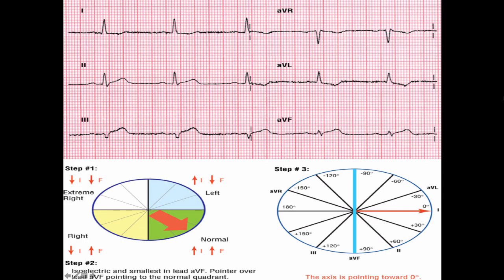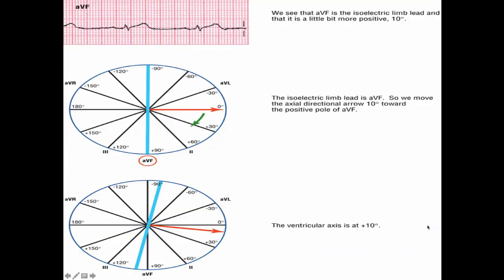Let's go back to example 1. We were in our normal quadrant, normal axis quadrant. Lead 1 is up, AVF is mostly upright. We picked AVF as our isoelectric lead. Because we're in the normal quadrant, we pointed our arrow to the right and not to the left, because that would put us in the right, extreme right area. Nope, we want to point towards normal. So we're pointing towards normal, pointing towards our quadrant. We end up at 0 degrees.